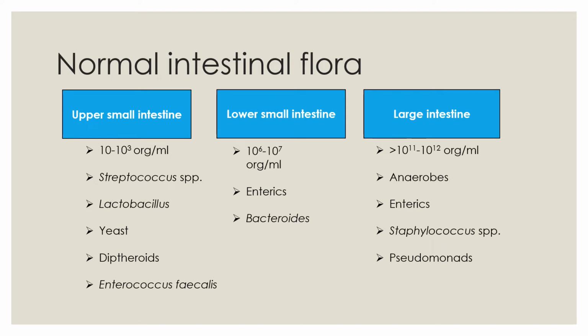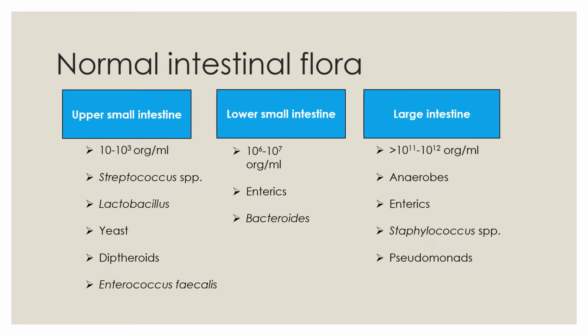On this slide, we can compare the normal intestinal flora found in the upper small intestine, the lower small intestine, and also the large intestine. We can also see the numbers of organisms per mil. In the upper small intestine, we have about 10 to 1,000 organisms per mil, and those are usually Streptococcus, Lactobacillus, yeast, diphtheroids, which are Corynebacterium, those are the gram-positive rods, and Enterococcus faecalis.